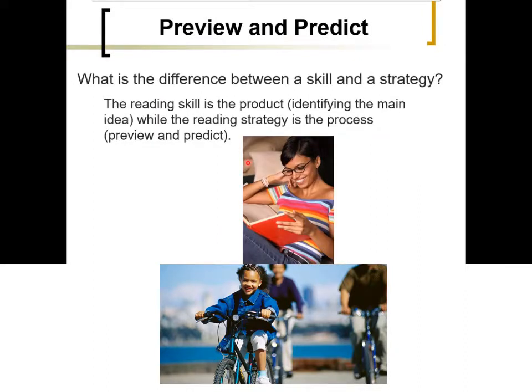Over here, we try to relate it back to reading skills. The reading skill is the product, identifying the main idea, while the reading strategy is the process, previewing and predicting. So when you preview and predict the content, you are actually getting involved in the strategy. And when you are able to read and understand the whole thing, it is called the skill.